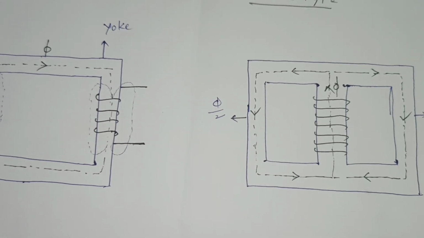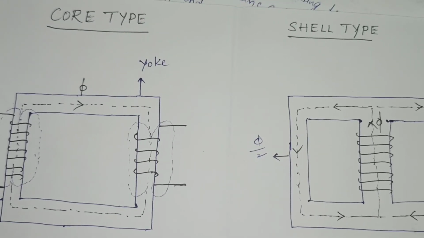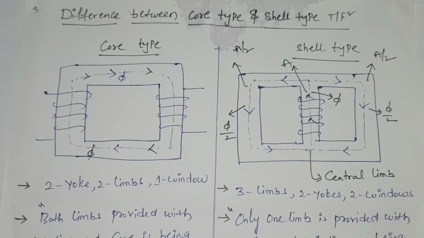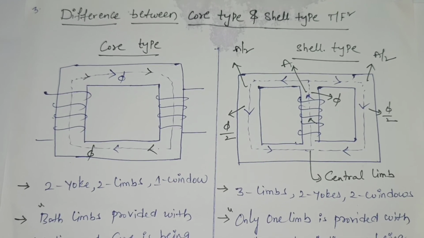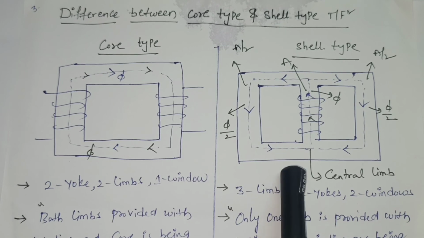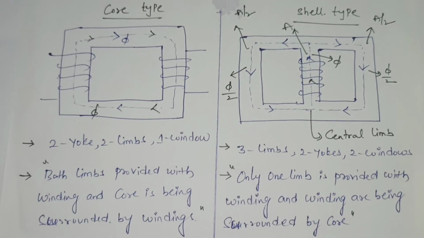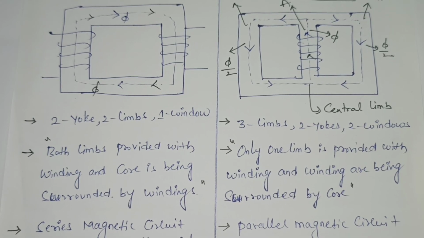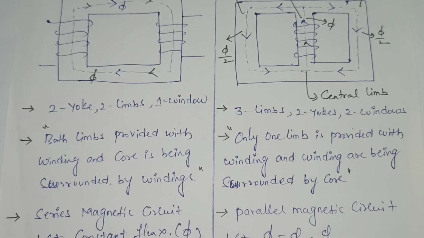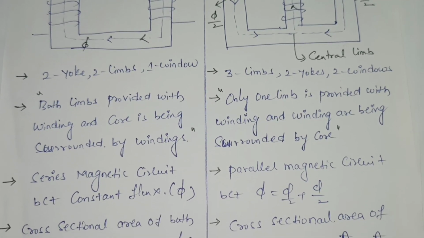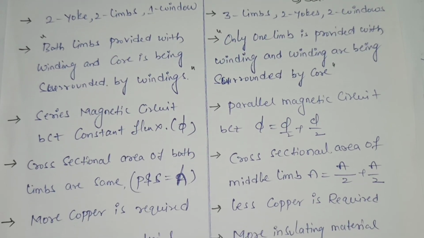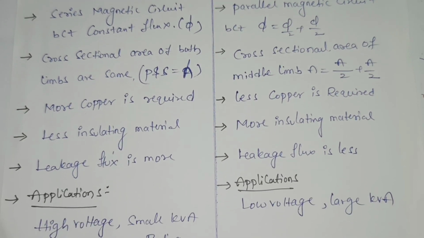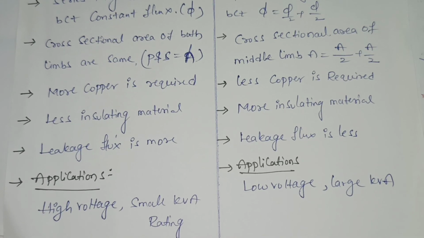These are the main differences between core type and shell type transformer. Okay, now see, these are the main important differences between core type and shell type transformer. This is called core type and this is shell type transformer. Till now what we have explained for core type and shell type, those points will be written on this paper. Okay, for exam point of view, this is important. Okay, thank you.